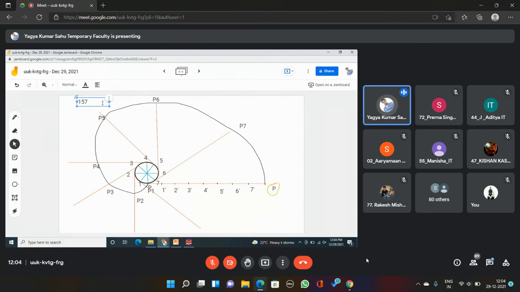Now 157 is the circumferential length of the circle, and suppose the length of the string is 150. So how many equal divisions will you get? Calculate now. 157 divided by 8.